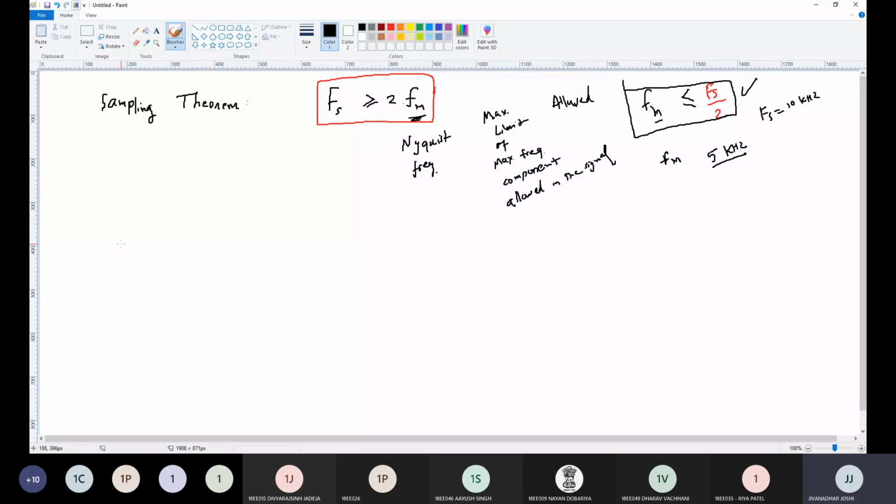Okay, fine. So now let us try to understand what will happen when we sample the information, because signal is now information. In the very beginning lecture, I gave the definition that signal is nothing but information. It is a collection of information. So if information is sampled at a rate lesser than a certain value, then there will be a problem, and it's very natural, nothing new about it.